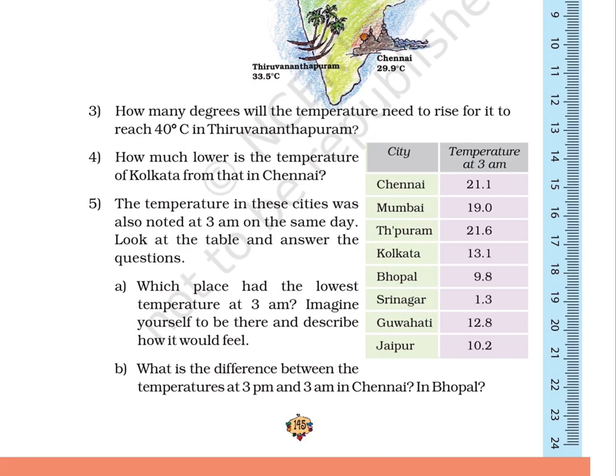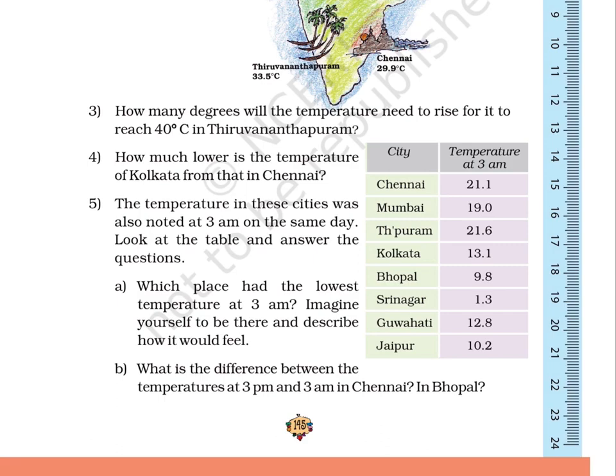5. The temperature in these cities was also noted at 3 a.m. on the same day. Look at the table and answer the questions. A. Which place had the lowest temperature at 3 a.m.? Imagine yourself to be there and describe how it would feel. B. What is the difference between the temperatures at 3 p.m. and 3 a.m. in Chennai, in Bhopal?